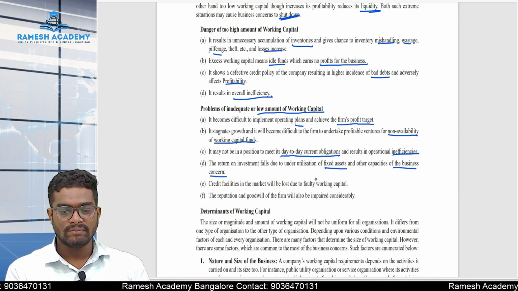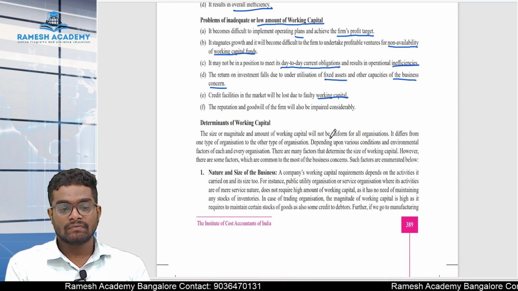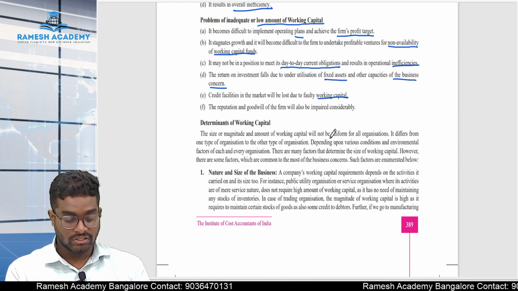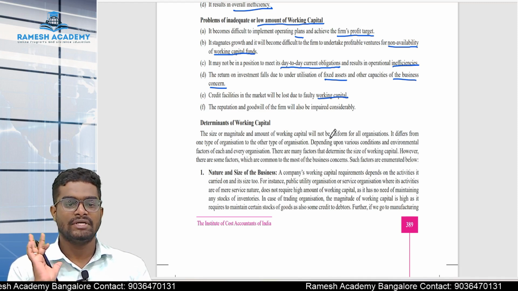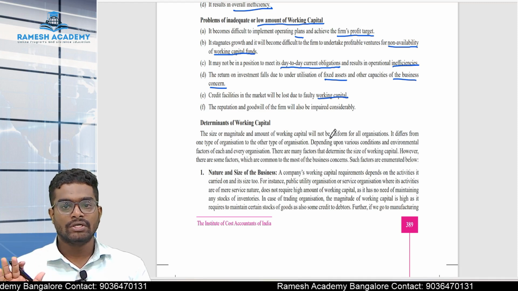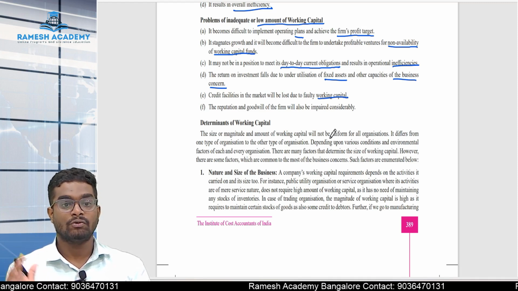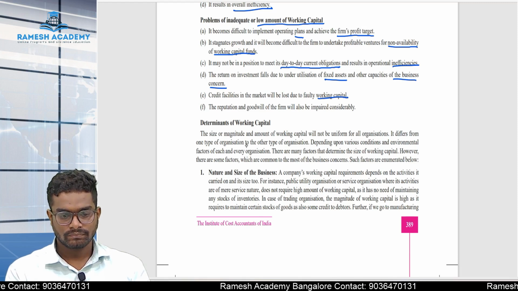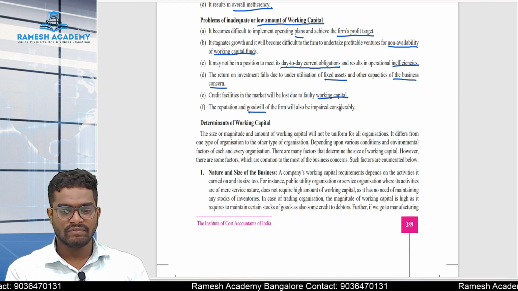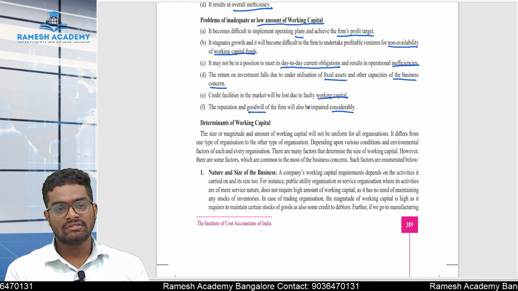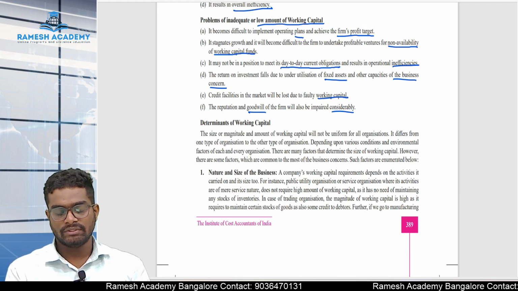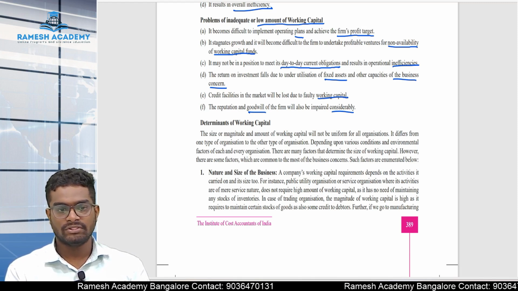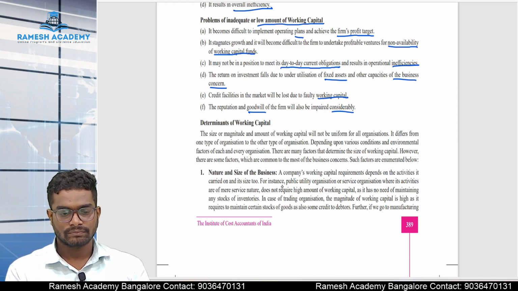Credit facilities in the market will be lost due to faulty working capital. If you are not paying the creditors on time, obviously they will not give you any credit period. They will tell you to pay immediately, and only then will they give you goods, because you don't have the capacity to pay on due dates. The reputation and goodwill of the firm will obviously be impaired, because you will not be able to pay the due amounts on time, so your business reputation will come down.